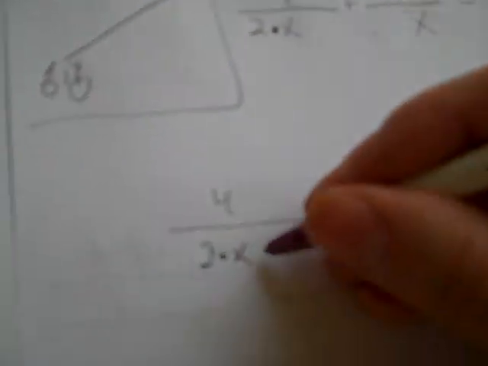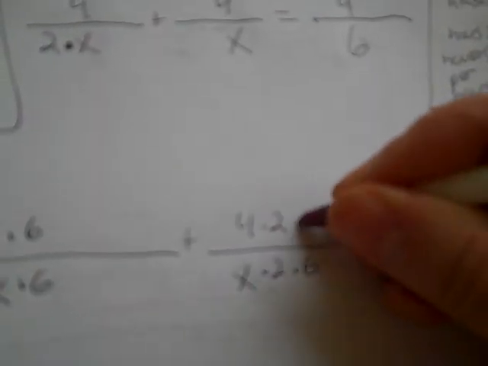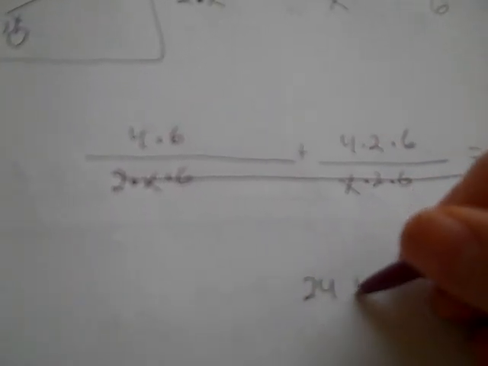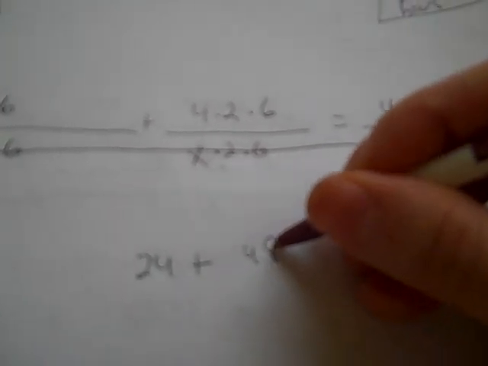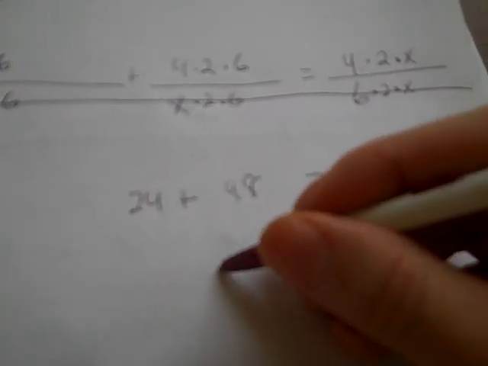Okay, so we need to raise these up by a factor of 6. And now everything on the bottom can be the same. Now some of you are like, oh, it's 12x. Who cares? It doesn't matter. The bottom's gone. Okay, 4 times 6 is 24. Plus 4 times 2 is 8. 8 times 6 is 48. Now over here, 4 times 2 is 8, and then multiplied by x would be 8x.